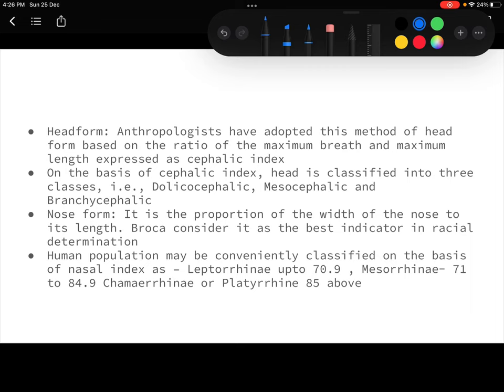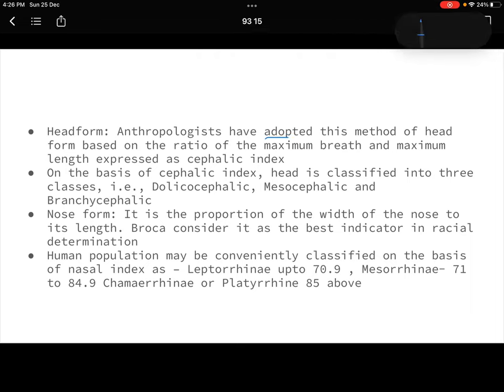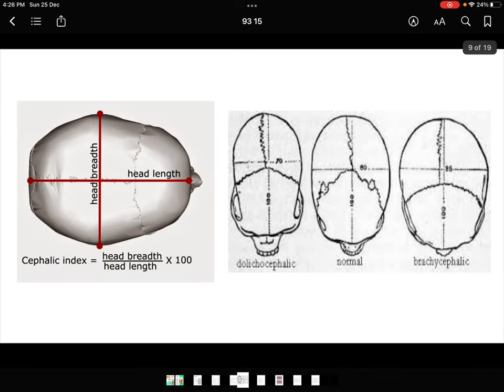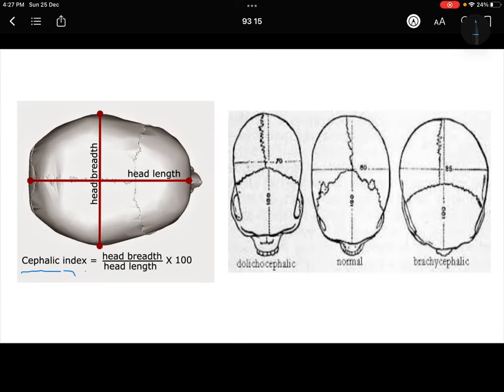Anthropologists have adopted this method of head form based on the ratio of maximum breadth and maximum length, the cephalic index. Now, cephalic, I told you, is related to the head. That means, what is our height? And look, if this is the front of the face, this is the length of the head and this is the breadth of the head. When we calculate its index using this formula, it comes out as the cephalic index.